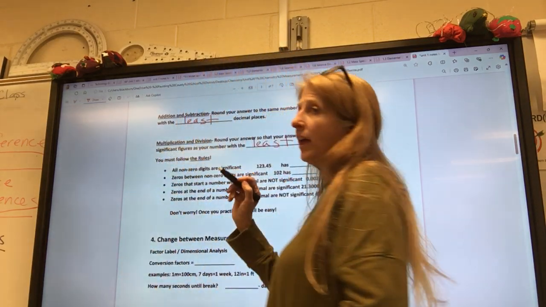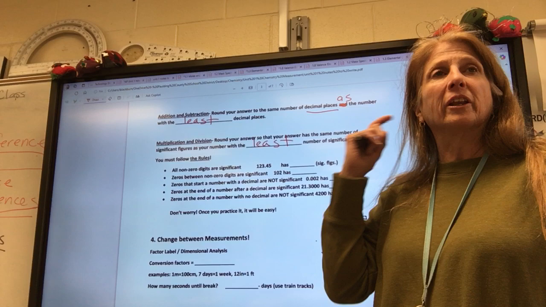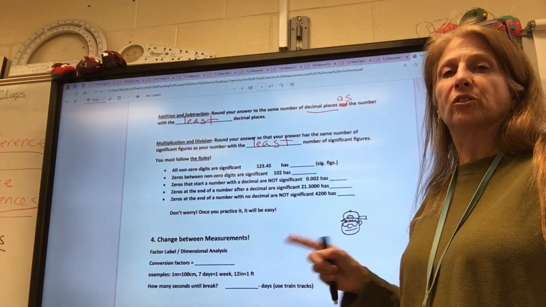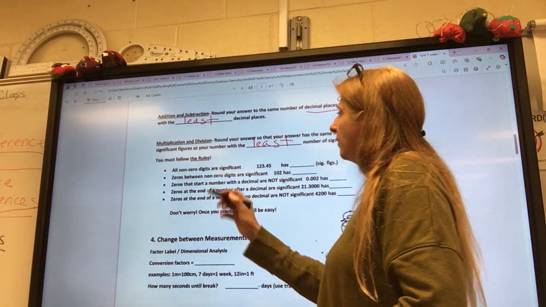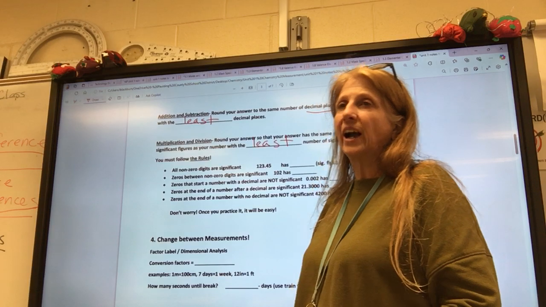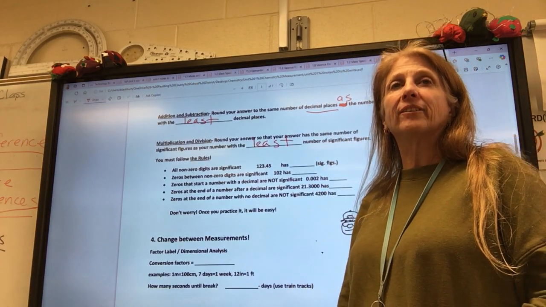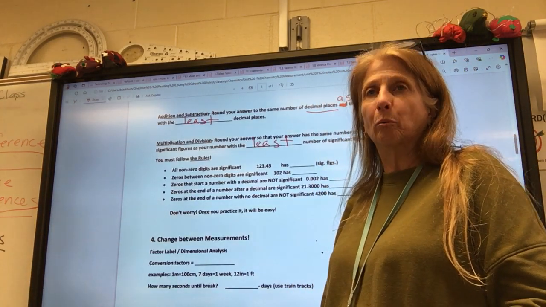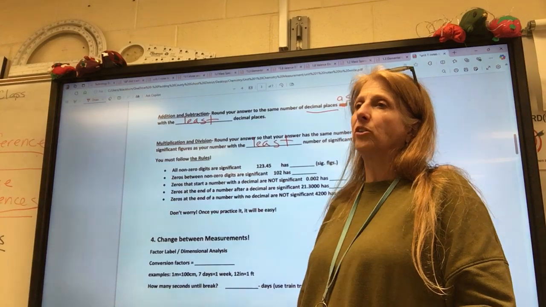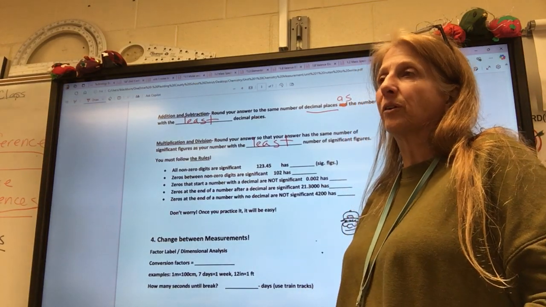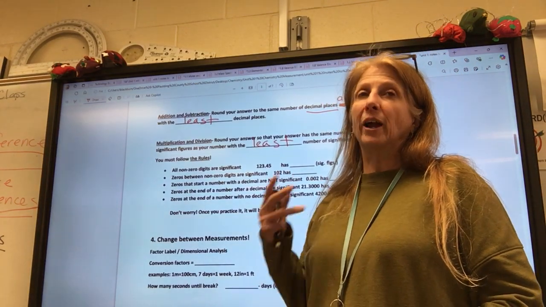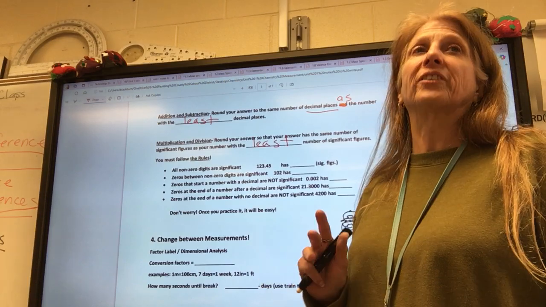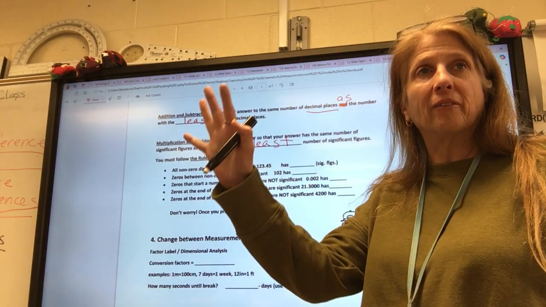Now, I know that sounded like gobbledygook, but let me show you how it works, and it'll start making more sense. Okay, these are the rules of how you determine how many significant figures are in a number. And then once you figure out all your numbers, whichever has the least number of significant figures, you round your answer to that number of significant figures. Don't worry if that didn't make sense.